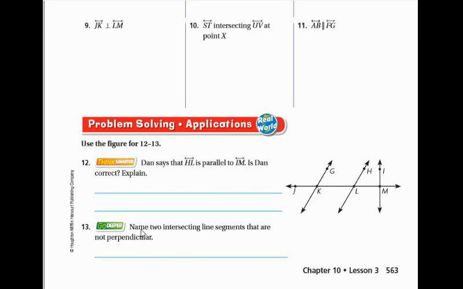Number 13. Name two intersecting line segments, take care, that are not perpendicular. So you will not use this or this. These are two intersecting lines but they are perpendicular. Choose any other two line segments. And don't forget to write the line segment sign.